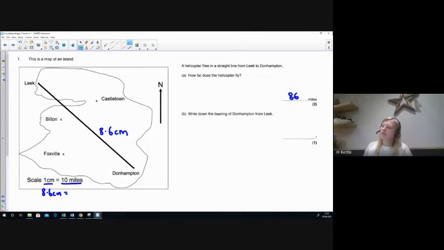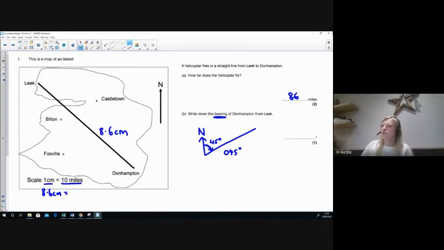Then it says, write down the bearing of Donhampton from Leek. Now, bearings: start north and go clockwise. If I had a line like this, I would measure this degree, and let's say that was 45 degrees. Bearings have a special rule where we always have to write 3 digits. So if it's less than 100, you have to put a 0 in front, for example 045 degrees. So bearings, you start north and you measure the angle going clockwise.